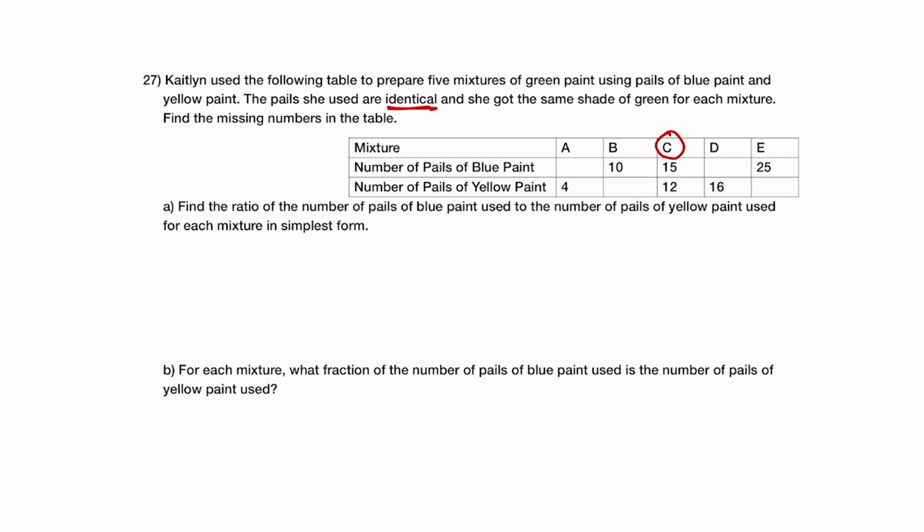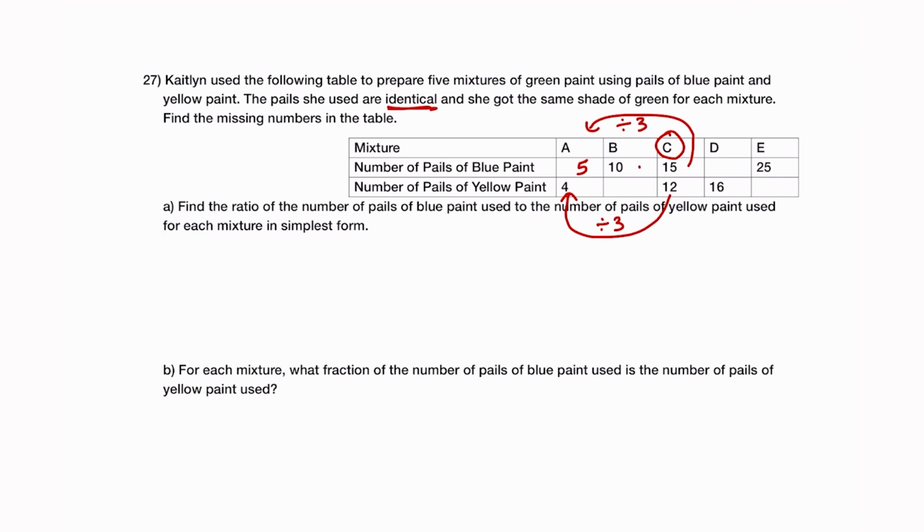So let's use that and get the common factor. So 12 to 4, what does it take? Divided by 3. Same thing then you do here, 15 divided by 3. So the answer here is going to be 5. Now this will help us fill the rest of the table easily.